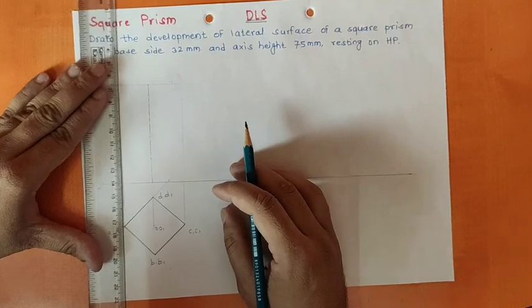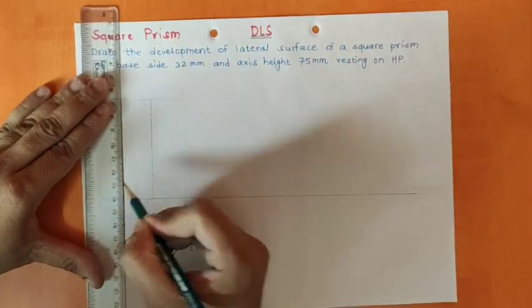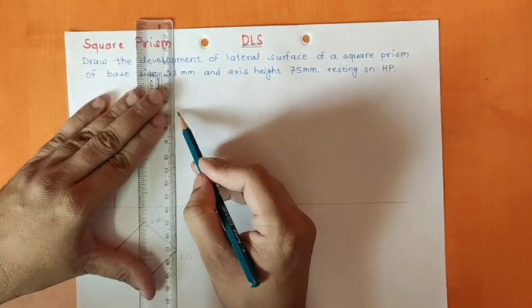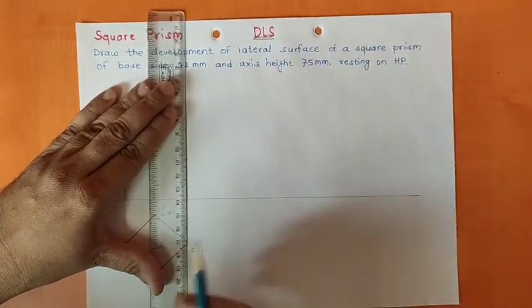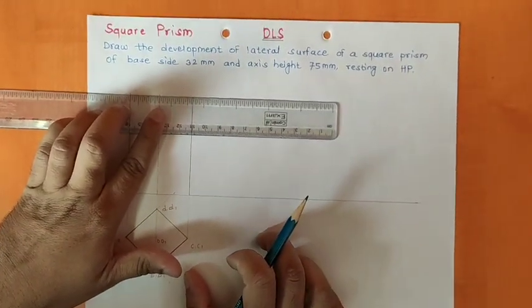As you can see, I'll complete this square. So this is one of the lateral edges, this is another lateral edge, and the top face of the square.